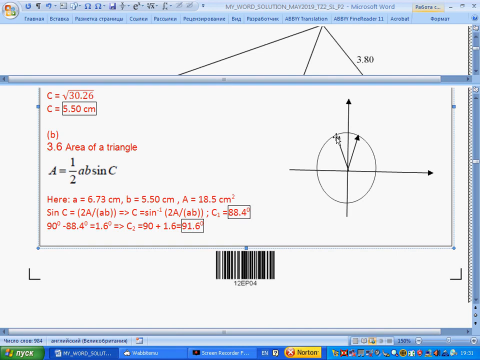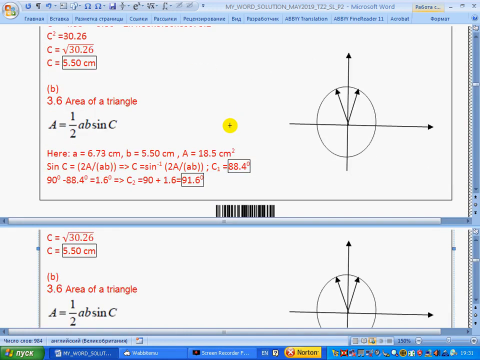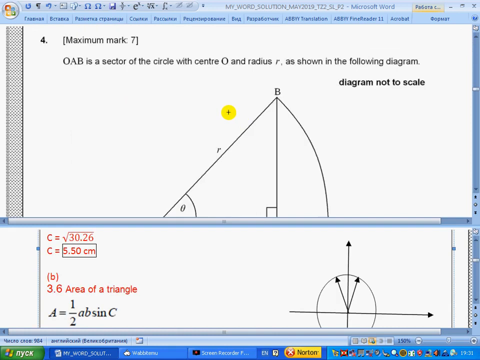Another angle will be symmetrical, and we should add this 1.6 to 90 to get this angle. So we have two solutions, 88.4 and 91.6. Finish this question. Question 4.